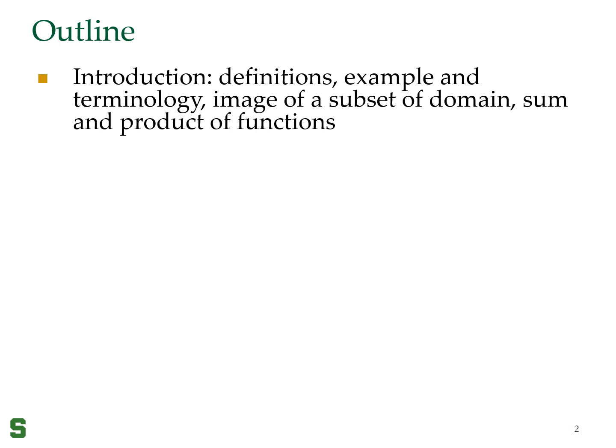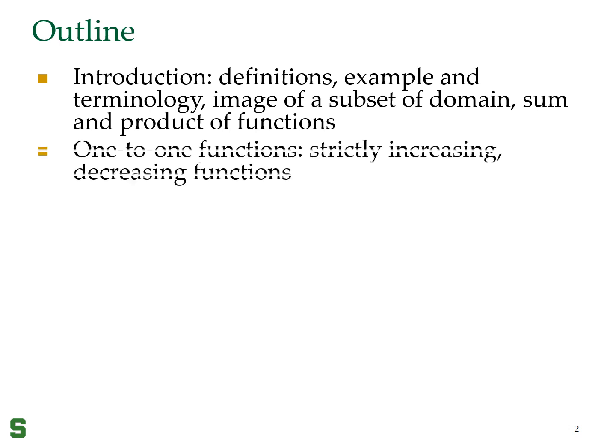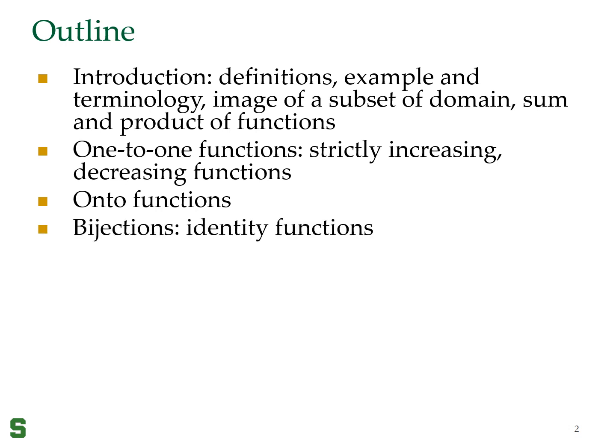First, I'm going to define what a function is, what it isn't. I'm going to introduce the notion of a subset of a domain. So we are going to introduce the notion of sum and product of functions. Then I will define specific types of functions, namely one-to-one functions, and a category of this called strictly increasing or strictly decreasing functions. I will define onto functions. The notion of bijection is based on combining one-to-one functions and onto functions. We'll talk about that.